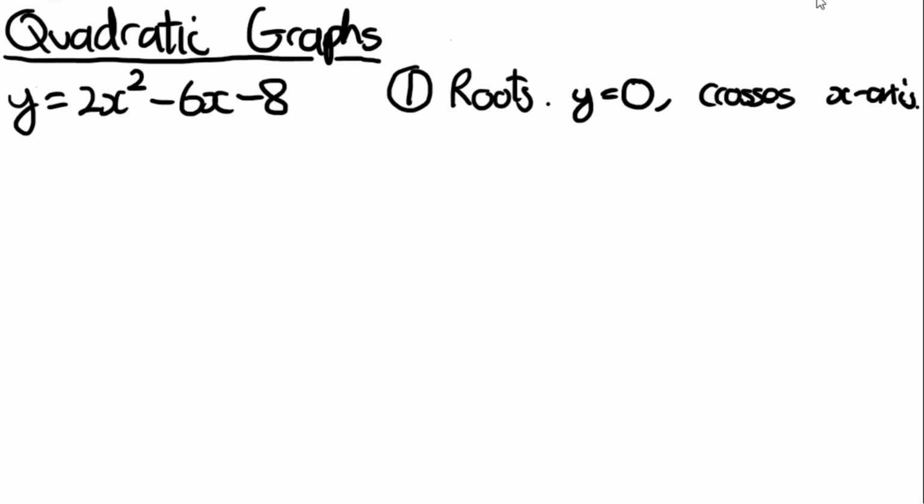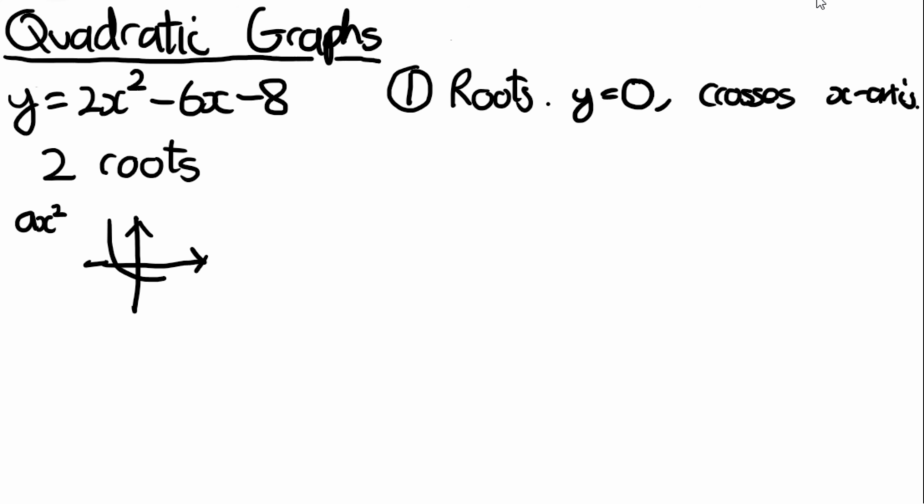So there are three possibilities for how many roots there are. There can be two roots for a quadratic to have. So for example, if it's a positive coefficient of x squared, then it will look like this, where there's a root there and a root there. And if it's a negative coefficient of x squared, then it will look like this, where there's a root there and a root there.